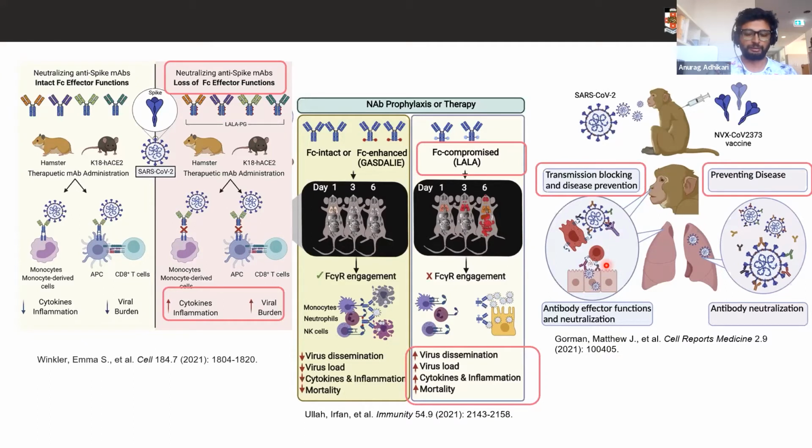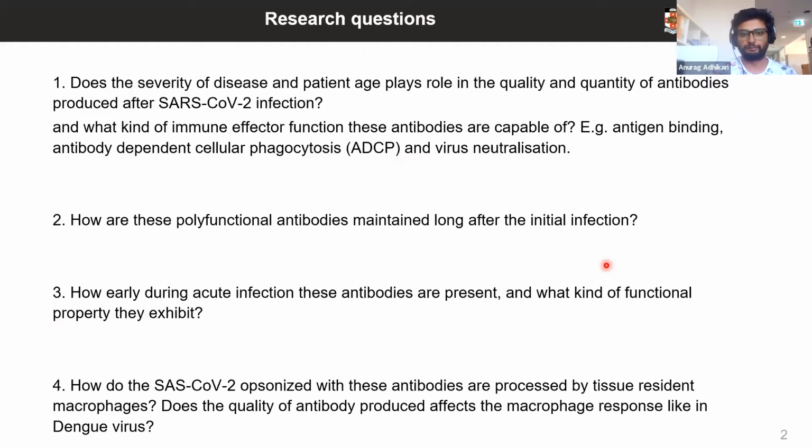I'm trying to develop evidence for what kind of Fc effector functions are there in COVID patients, how they are maintained over a longer period after infection, and whether they have any relation to protective immunity. That's the point I'm trying to figure out. So I do have a few research questions which I will go through one by one.